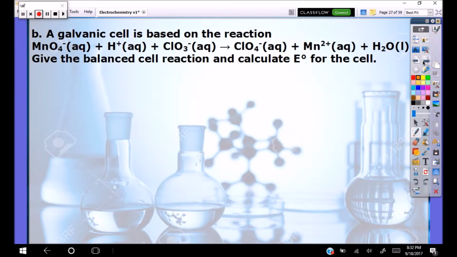Okay, here's another example. This one, I don't believe they gave the reduction potential to you in your chart, so you may have to look up some of these. We try to give you as many as possible. I will look these up though. So it says a galvanic cell is based on this reaction with the permanganate ion, that's MnO4-. We've got H+, and we've got chlorate and perchlorate ions, and then manganese 2+ and H2O. So balanced cell reaction.